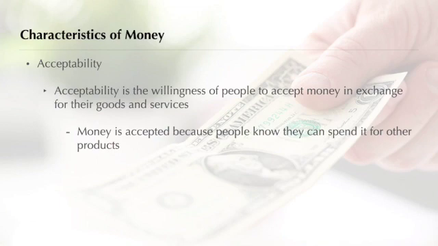Acceptability means that people are willing to accept money in exchange for their goods and services. People accept money because they know that they, in turn, can spend it for other products. Tourists from the United States to a Pacific island, where shells are used as money, for example, would have trouble buying goods with their dollar bills. Shopkeepers would not accept the paper money because it could not be used to buy more merchandise on the island. If the tourists exchanged their dollars for shells, however, they would be able to make purchases with the local money.